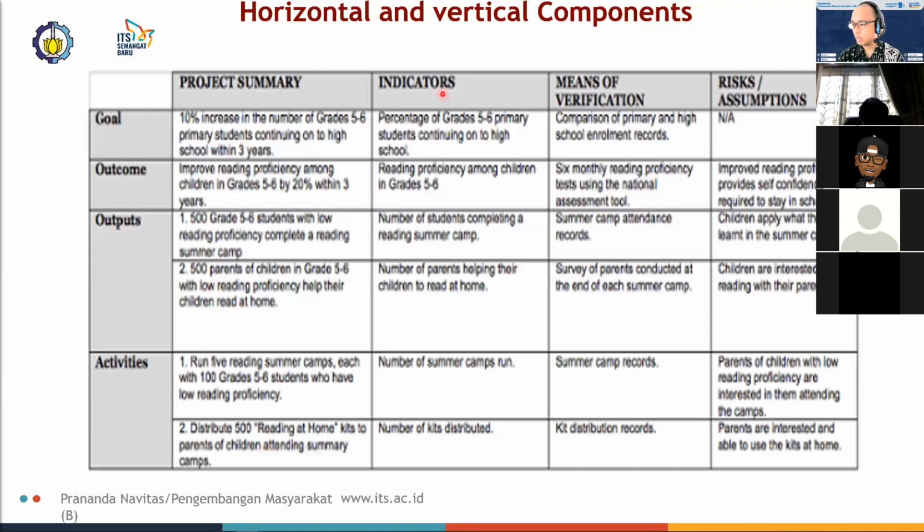And here the indicators are quite clear. If you're running a summer camp, then the indicator would be the number of camps run. If you're distributing kits, then the indicator would be the number of kits distributed. And how would you verify that? You would have, of course, summer camp documentation, summer camp records, and kit distribution records. And the output: 500 students attending or completing the reading summer camp.